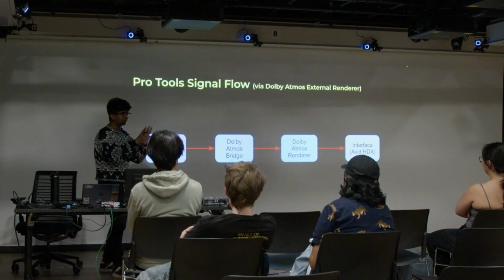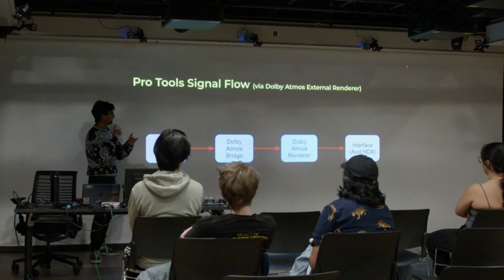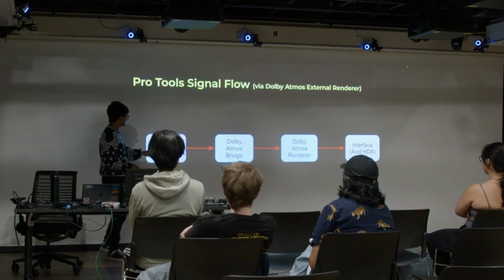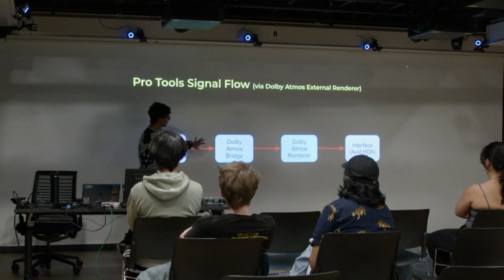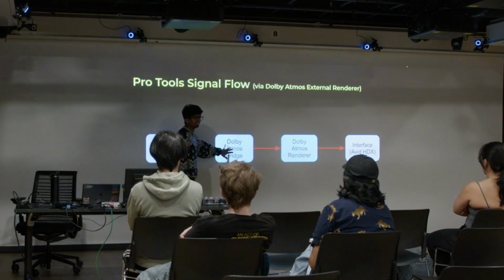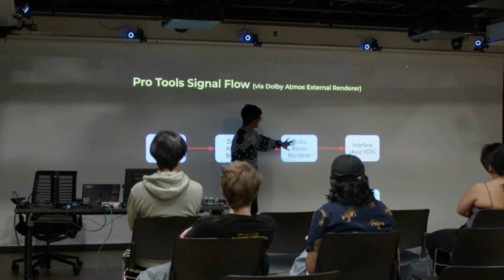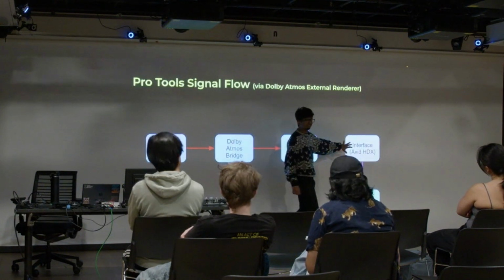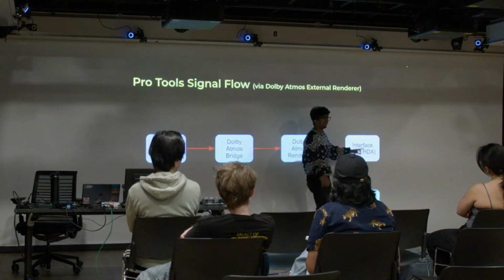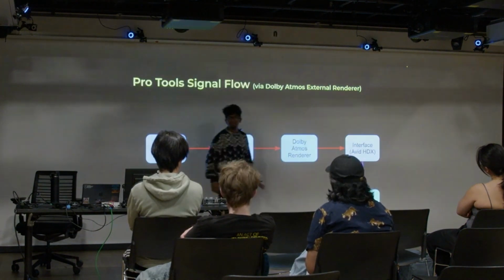So how does the audio signal work? I'm just going to quickly run through it. When you're using the external renderer, audio from your Pro Tools goes through the Dolby Atmos bridge, which is basically a virtual cable that connects it to the Dolby Atmos renderer. From here, your Dolby Atmos renderer talks to your interface. In this case, we use the Avid HDX in the studio, and then from here, it goes to your speakers. All right?